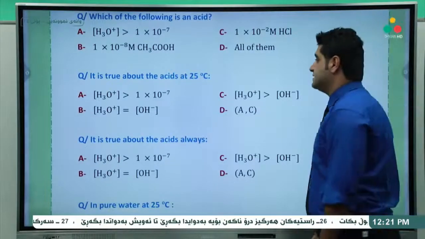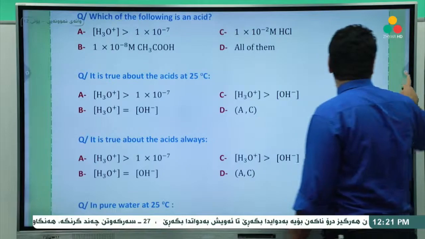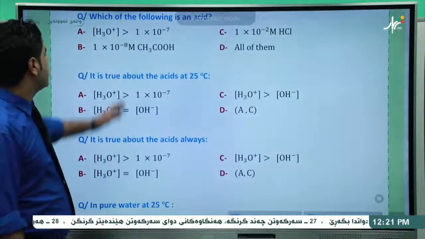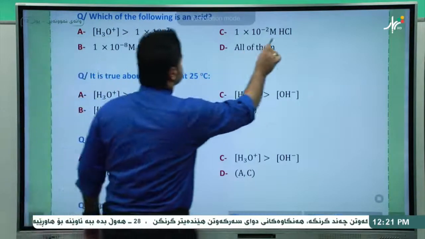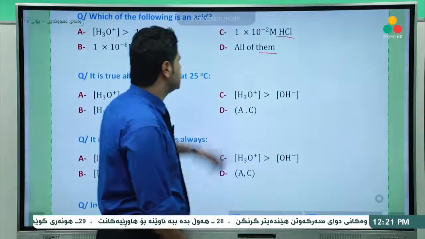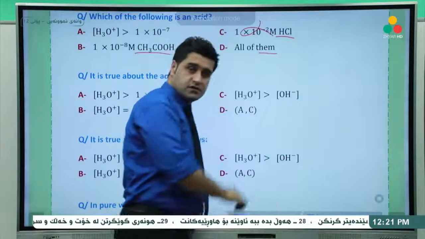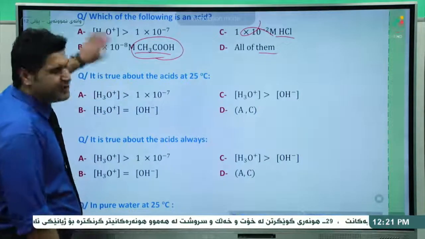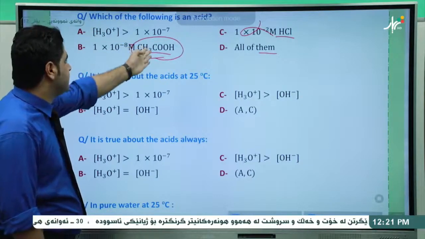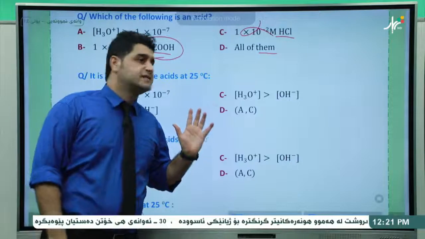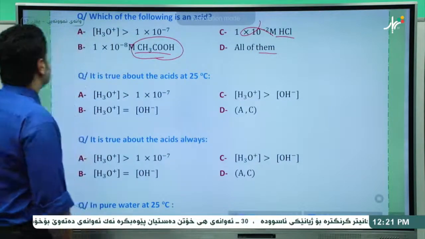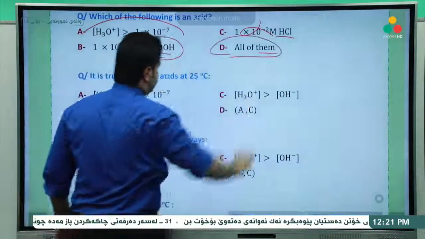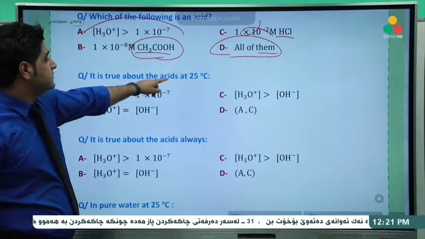Which of the following is an acid? Dear students, if the question gives us a formula of a compound, we don't need anything to decide whether it's acid or base. We know that HCl is acid, so we don't need the concentration. It's acid by itself. CH3COOH, acetic acid, is acid also. We know that. It's the formula for a weak acid, which is acetic acid, and HCl is a strong acid. Well, H3O bigger than, yeah, it's acid also. So the right answer is all of them. It's true about the acids at 25 Celsius degree.